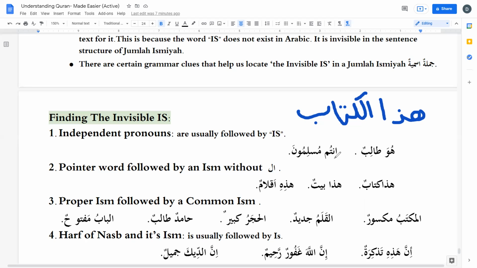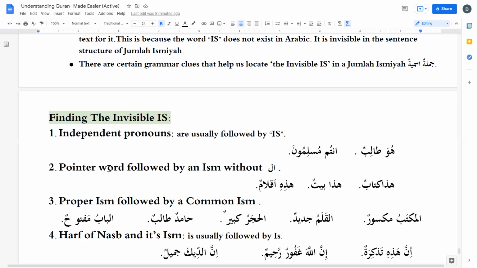These are pens. And why hazihi? Aklamun is the plural of pen, right? So why hazihi, which is singular and feminine? You can write your answer. Because it's a broken plural, right? Aklamun is a non-human broken plural. That's why hazihi, singular, feminine.